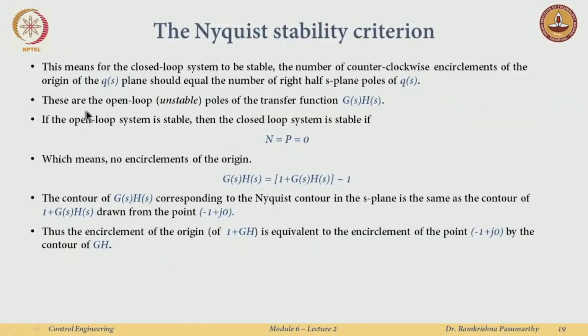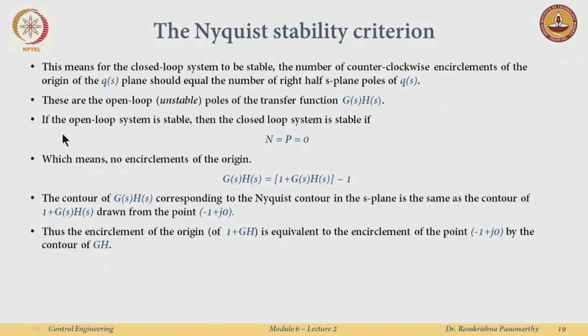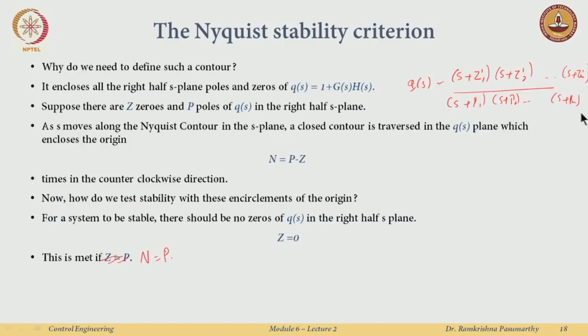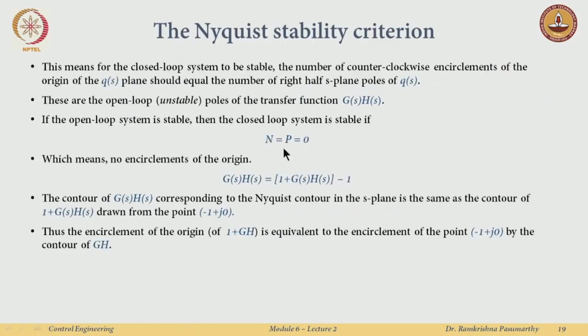And these are open loop unstable poles. So I do not really worry now, is the open loop system unstable? Oh, open loop system is unstable, I can't do anything, so let us close the books and go home. No, there is still hope. If N is equal to P, then my closed loop system is stable. And if the open loop system is a nice guy, if it is stable, then the closed loop system is stable if and only if N equals P equals 0. If all these poles are well behaved, then there is no P on the right half plane, which means this number P here will go to 0. So N equals P equals 0.